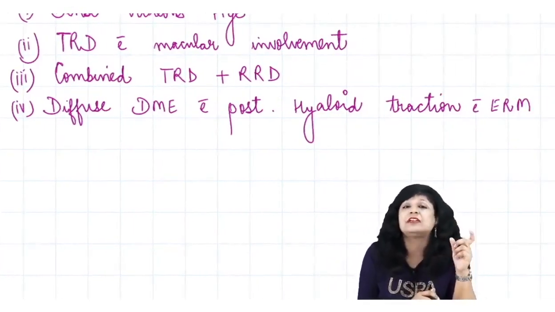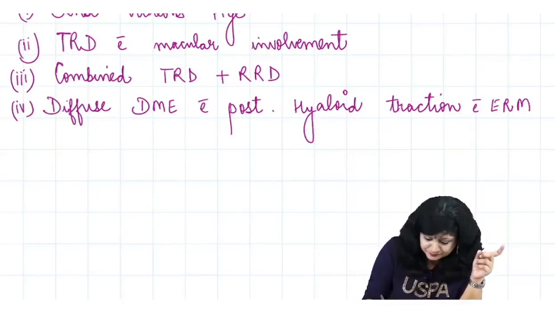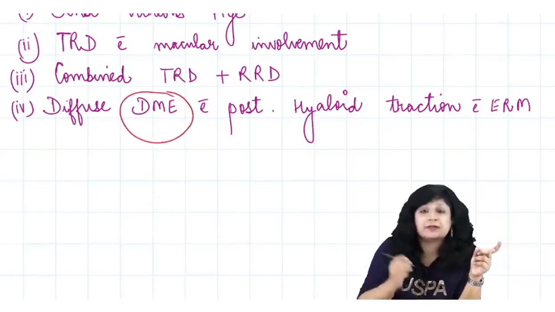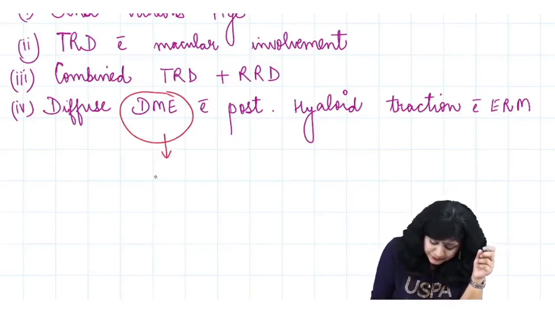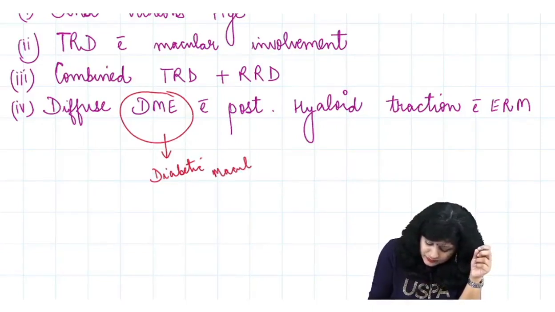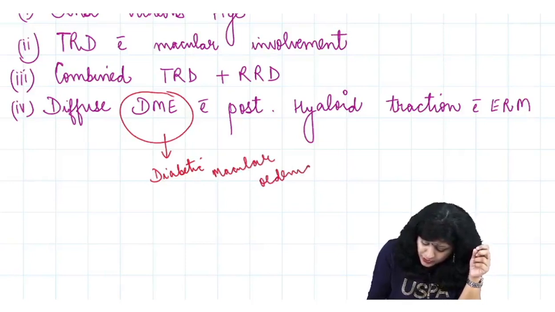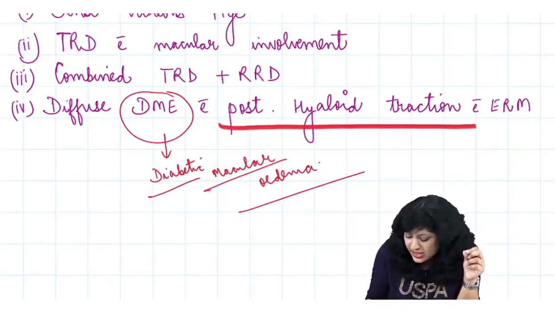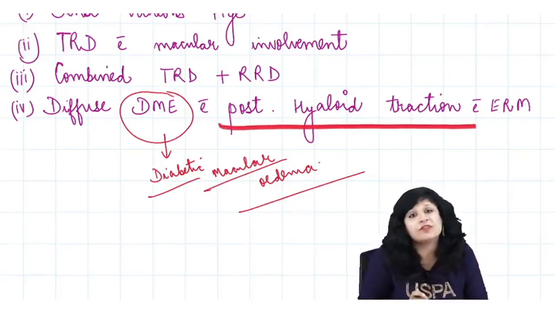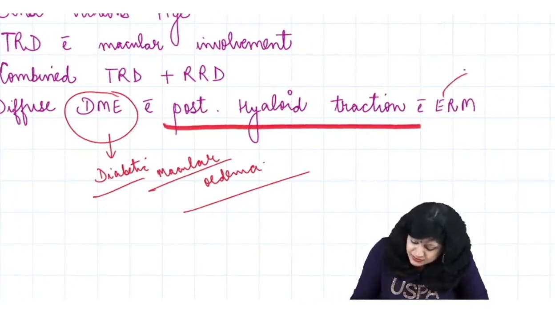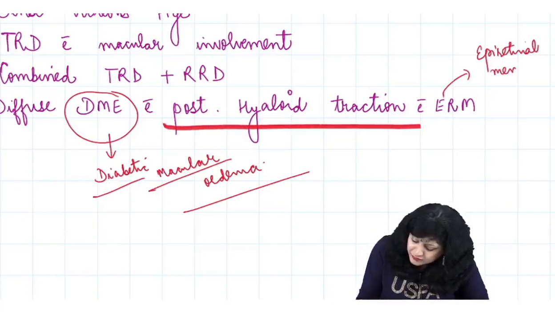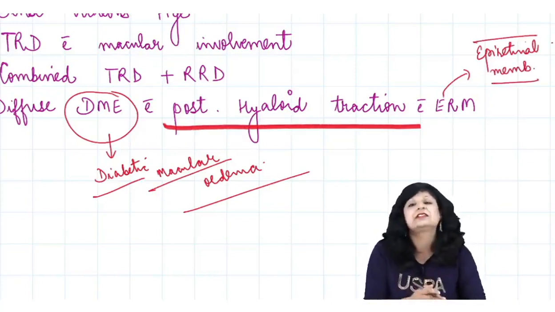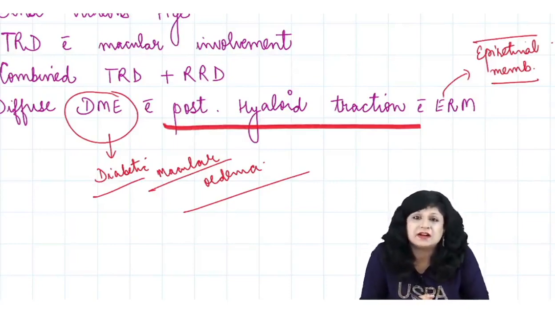If you have the diffuse diabetic macular edema, along with this you have the posterior hyaloid traction along with the ERM. ERM means we have the epiretinal membrane. Then in this case also you are required to do the pars plana vitrectomy.